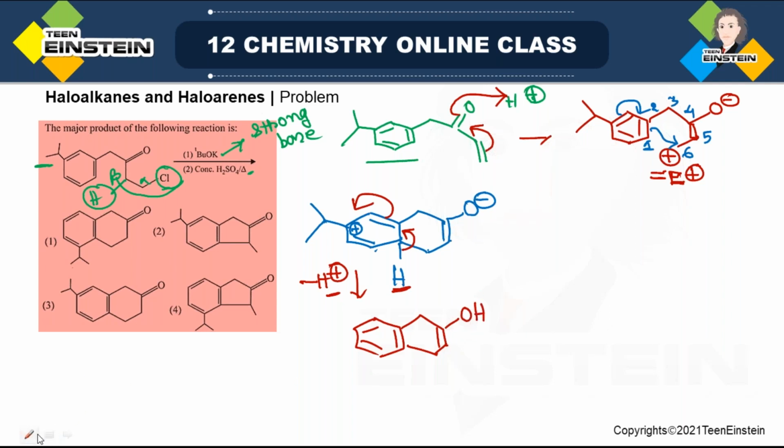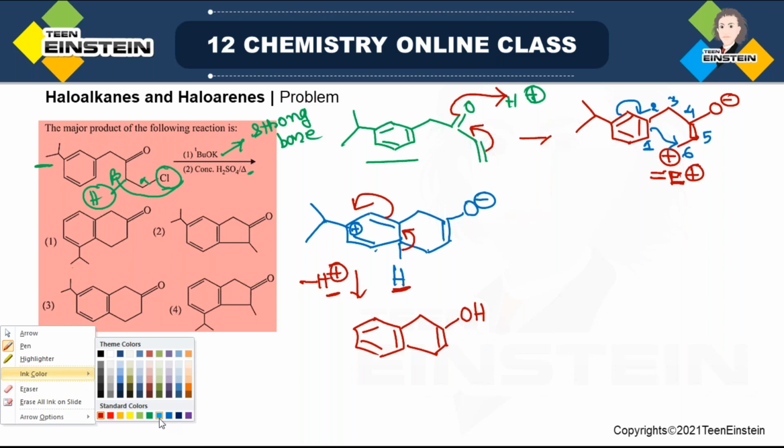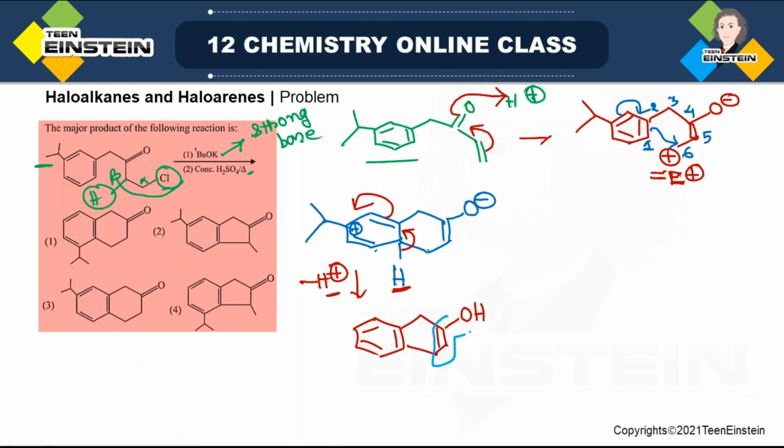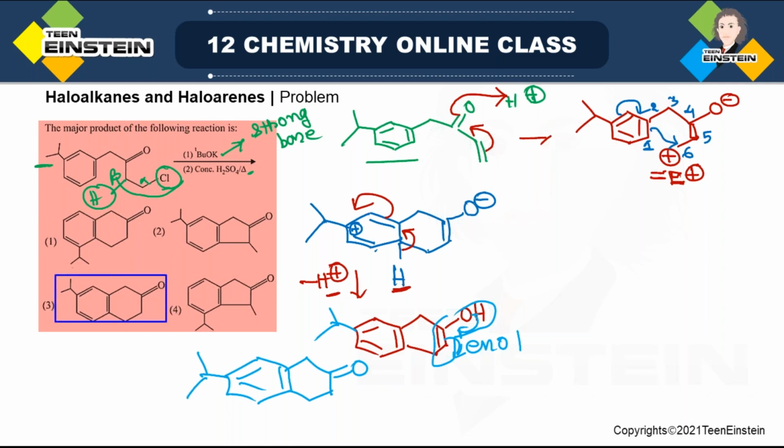So if you look at this portion only, this is actually enol type of structure. So enol can be easily converted to keto form. So isopropyl group is there. And after changing to keto form, now it will be like this. So see, this is matching with option 3.